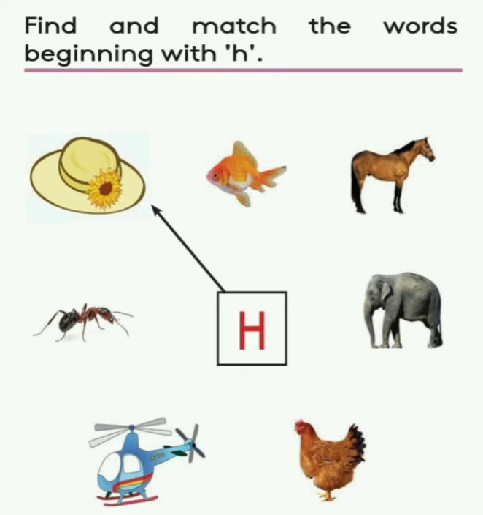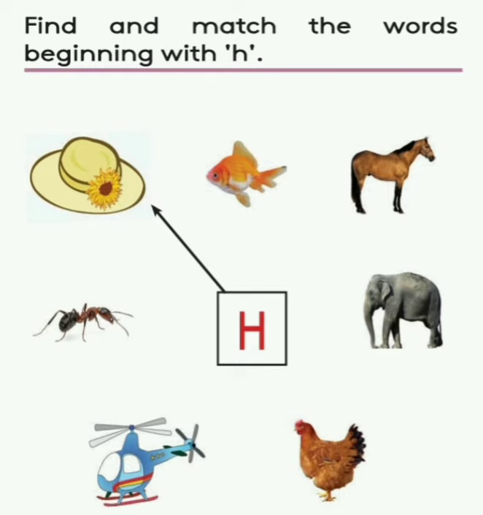The first one is done for you. Here see hat. Hat, H-A-T, hat. So it starts with letter H, so they have matched it out. So I'm going to read it out. Hat, fish, horse, elephant, hen, helicopter, ant. Right, I went through the clockwise side.